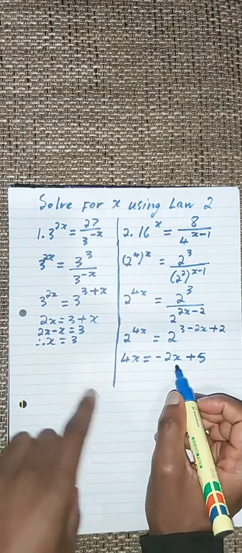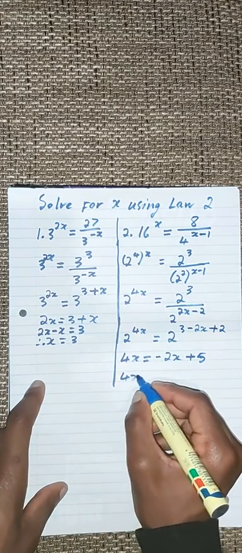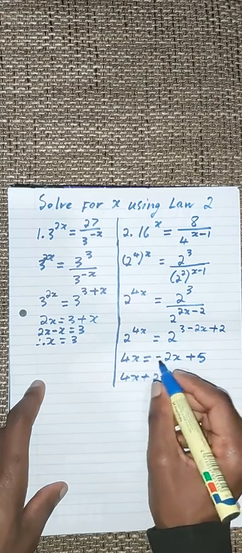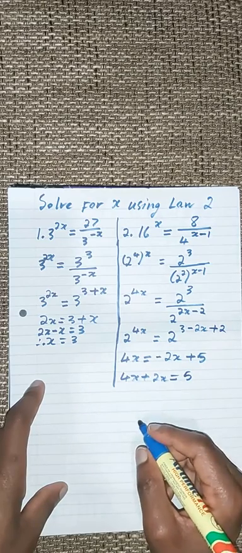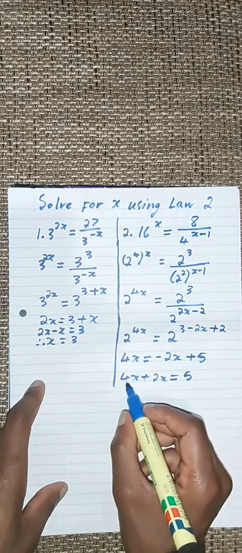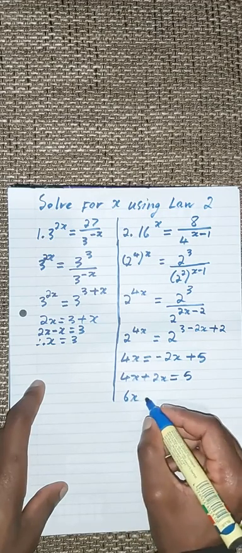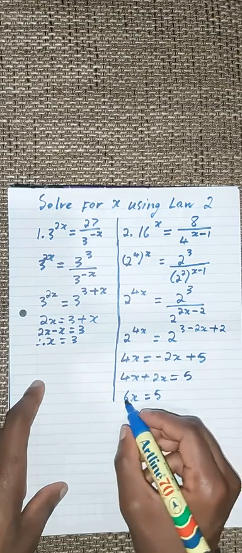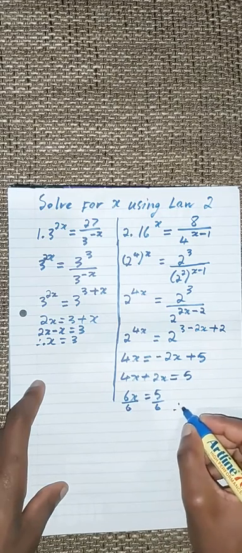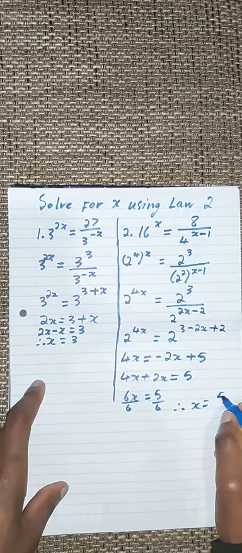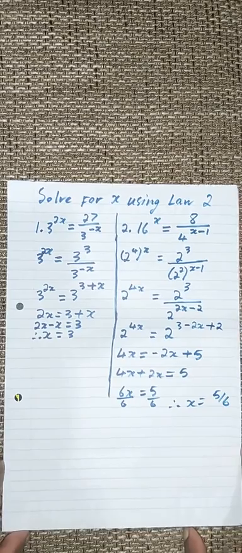And then this negative 2x I'll bring to this side. I'll have 4x plus 2x. When I transpose it to the left, it becomes positive 2x is equal to 5. And then 4x plus 2x is 6x is equal to 5. Then when I divide by 6 on both sides, I get x as 5 over 6. And that is our solution to this particular problem.